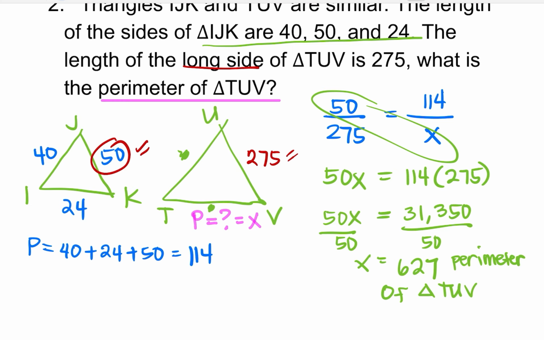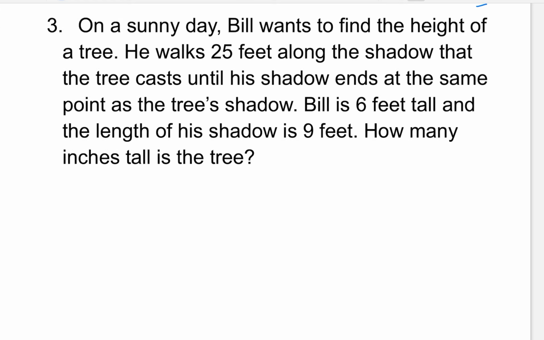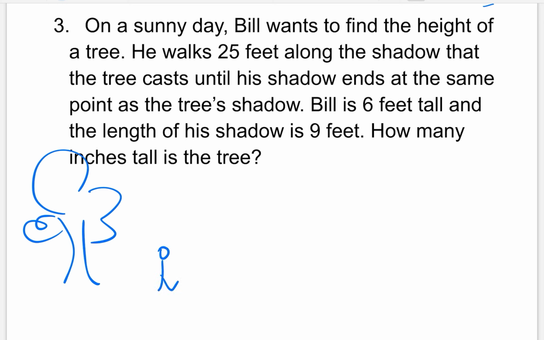Let's try another problem. On a sunny day, Bill wants to find the height of a tree. He walks 25 feet along the shadow that the tree casts until his shadow ends at the same point as the tree's shadow. So let's draw a tree that represents the illustration. So Bill is standing right here, and so his shadow and the tree kind of overlap. So in this problem, he walks 25 feet, so this is 25 feet. Bill's height is 6 feet, so I'm going to place 6 feet, and Bill's shadow is 9. So this portion right here is 9 feet.